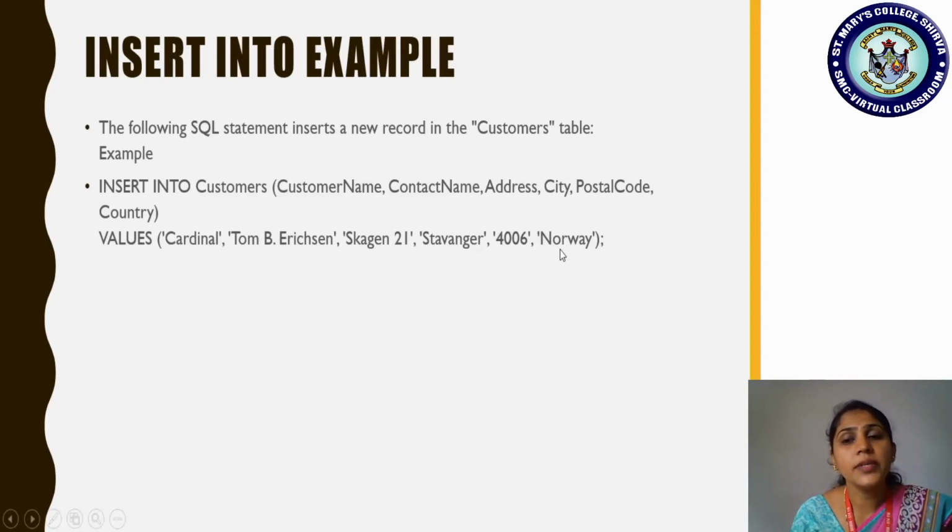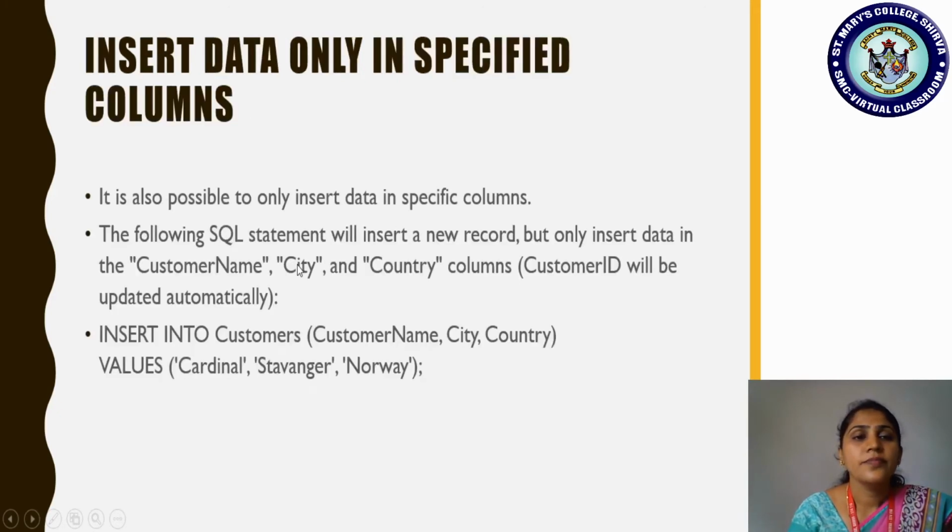Okay, then country Norway. So Norway is also the character information, data type is character, so it is also embedded with single quotes. Okay, so this is an example for the first type of syntax, where we are mentioning both column names as well as the values for the columns for which we are inserting. Is that clear? Then insert data only in specified columns.